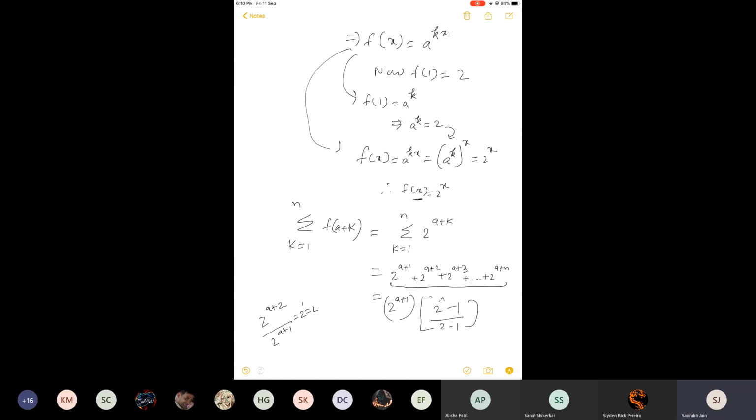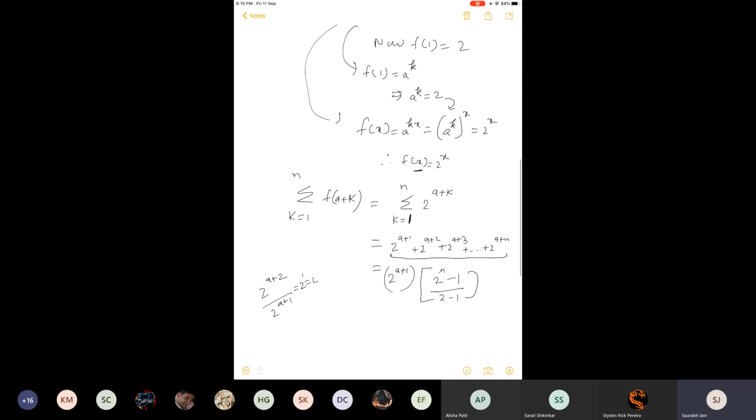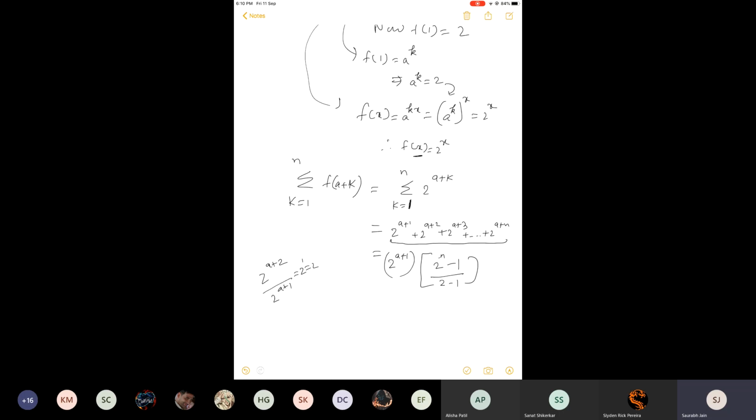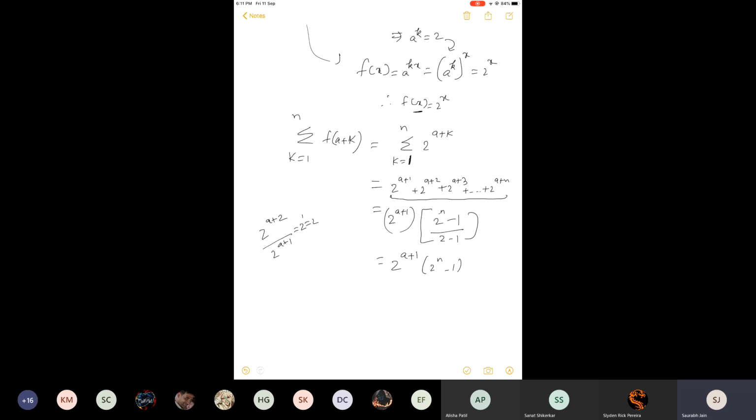Why? Because k is varying from 1 to n. So how many values of k? That many will be the number of terms. So the number of terms is n. So finally this becomes equal to 2 to the power a plus 1 into 2 to the power n minus 1.